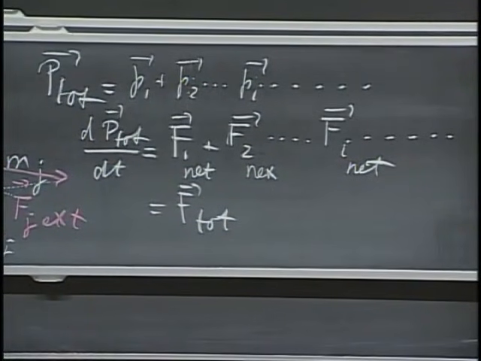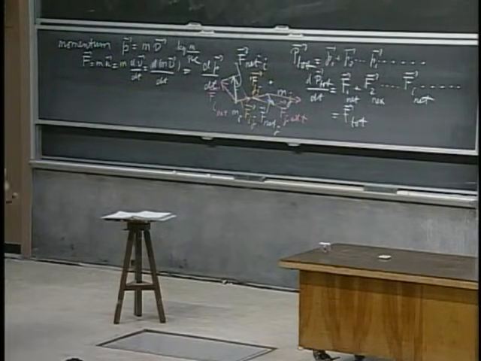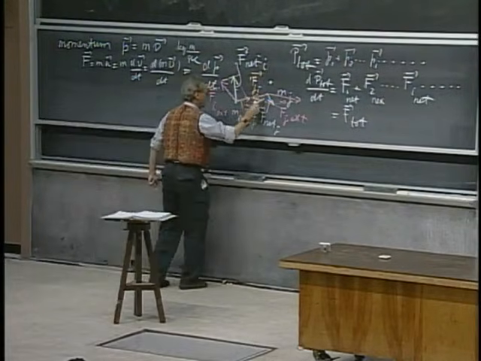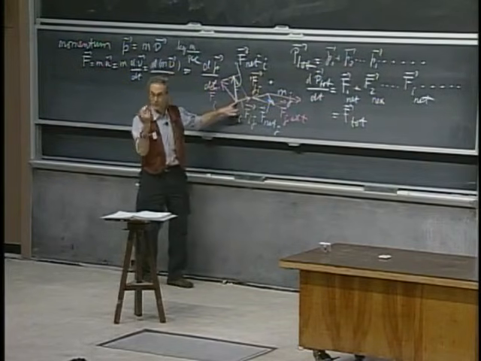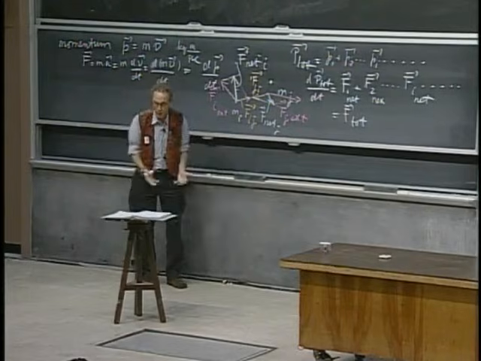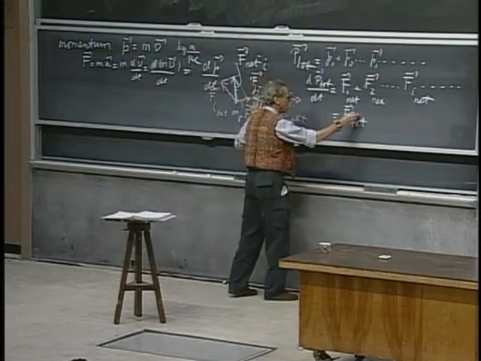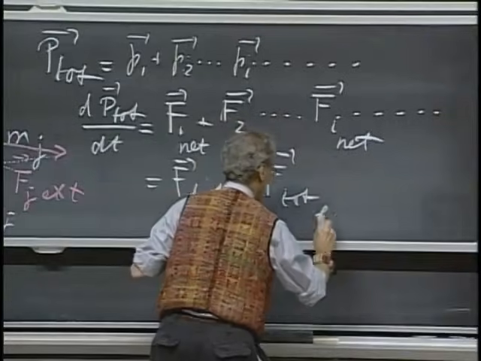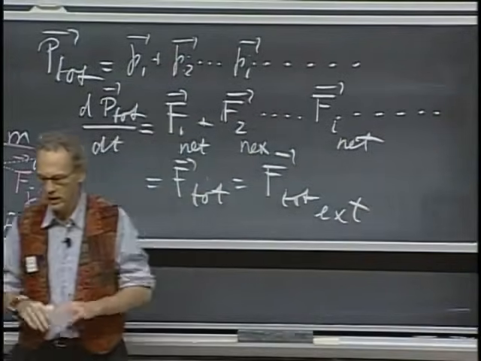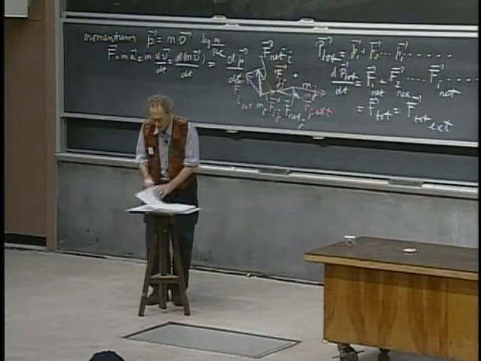Now comes the miracle. The miracle is that all these internal forces eat each other up. This Fji cancels this one if you look at the system as a whole, not if you look at the individual particles. But on the system as a whole, they all cancel each other out. And so the total force on the system is simply the total external force, and all the internal forces, you can forget about it.